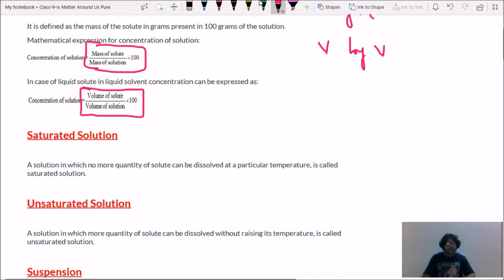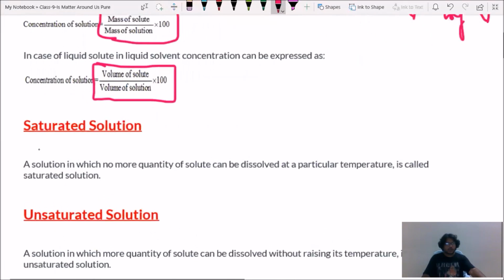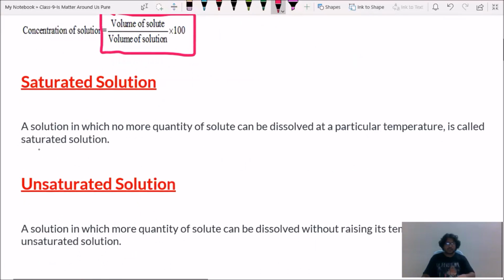Okay, let us try to understand what the types of solutions are. Here you can observe two definitions: saturated solution and unsaturated solution. What is the real meaning of saturated and the real meaning of unsaturated? Let us learn now. Before starting that, let us take one small example and then come back to this.